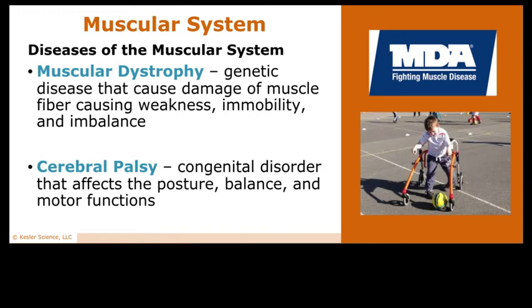So here are some diseases of the muscular system that are present in the U.S. population and around the world. Muscular dystrophy, or MD, is a genetic disease that causes damage of muscle fiber, causing weakness, immobility, and imbalance. Cerebral palsy is a congenital disorder that affects the posture, balance, and motor functions.